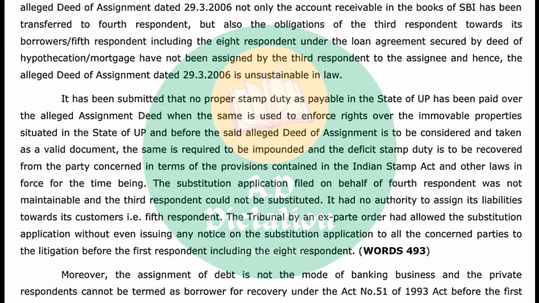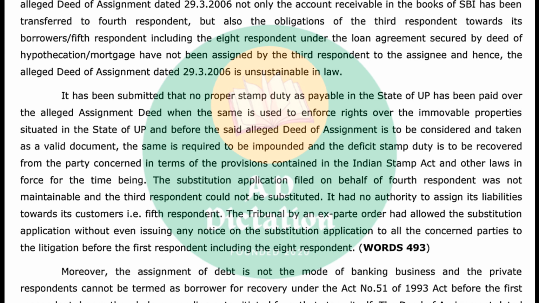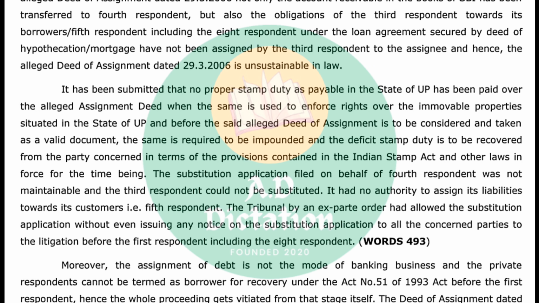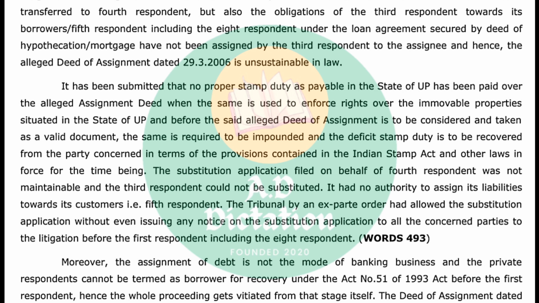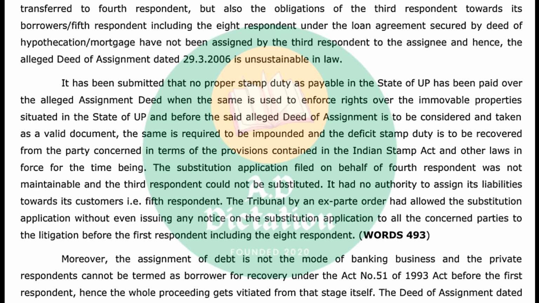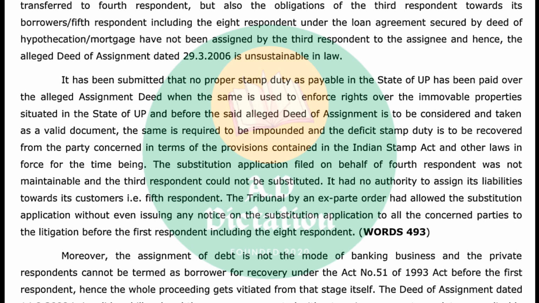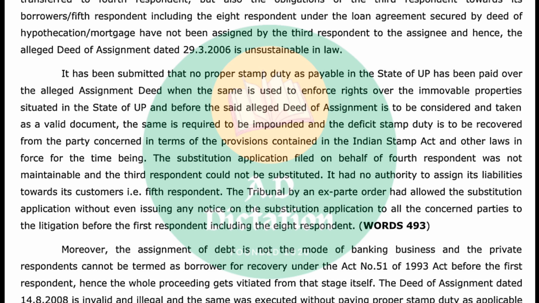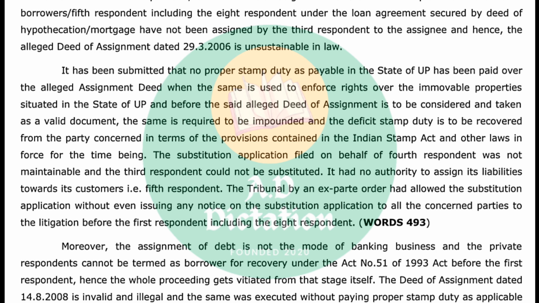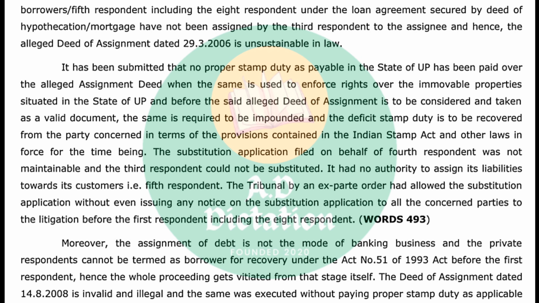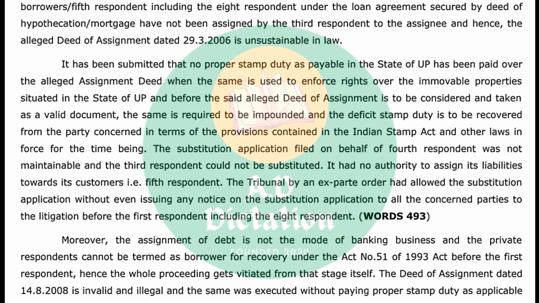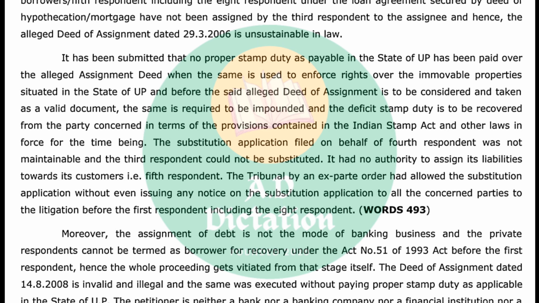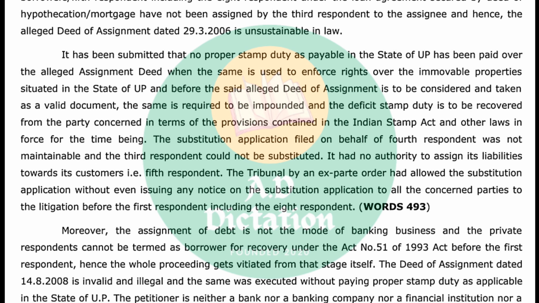The substitution application filed on behalf of the fourth respondent was not maintainable, and the third respondent could not be substituted. It had no authority to assign its liabilities towards its customer, that is, the fifth respondent. The tribunal, by an ex parte order, had allowed the substitution application without even issuing any notice on the substitution application to all the concerned parties to the litigation before the first respondent, including the eighth respondent.